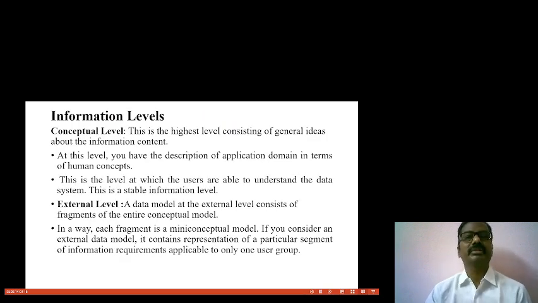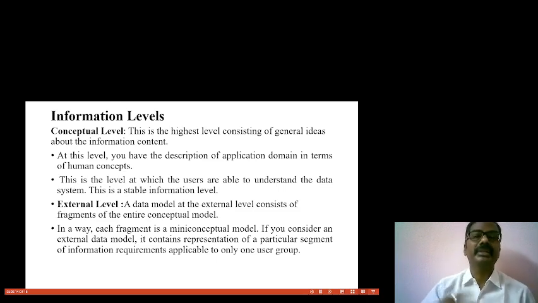So, conceptual level. This is the highest level, and at this level we have the application domain in terms of human concepts. What is meant by that? This is a level at which the users are able to understand the data system. This is a stable information level. For example, the ER model in our database management system. Normally an ER model is considered to be at the conceptual level.